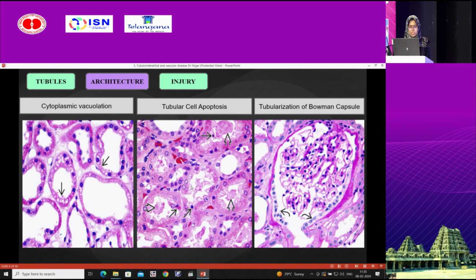The tubular epithelial cells show cytoplasmic vacuolations. The epithelial cells undergo apoptosis and are sloughed off into the lumen as this pink acellular debris, and these pyknotic nuclei represent the apoptotic cells. As a part of regeneration, the tubular epithelial cells extend beyond their normal confines into the Bowman's capsule. This is called tubularization of Bowman's capsule.